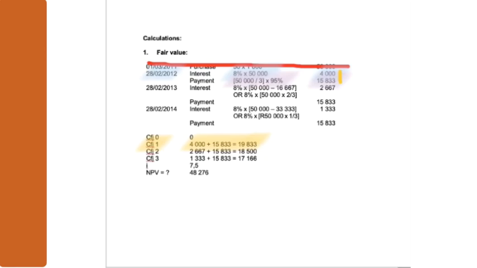What happened at the end of the second year? Again, interest. Nominal value times nominal rate. The nominal rate is still 8%. But look at the nominal value. Why do we not use the nominal value of 50,000? Why do we reduce that 50,000 by 16,667? It is because part of the nominal value, a third of the nominal value, has already been redeemed.